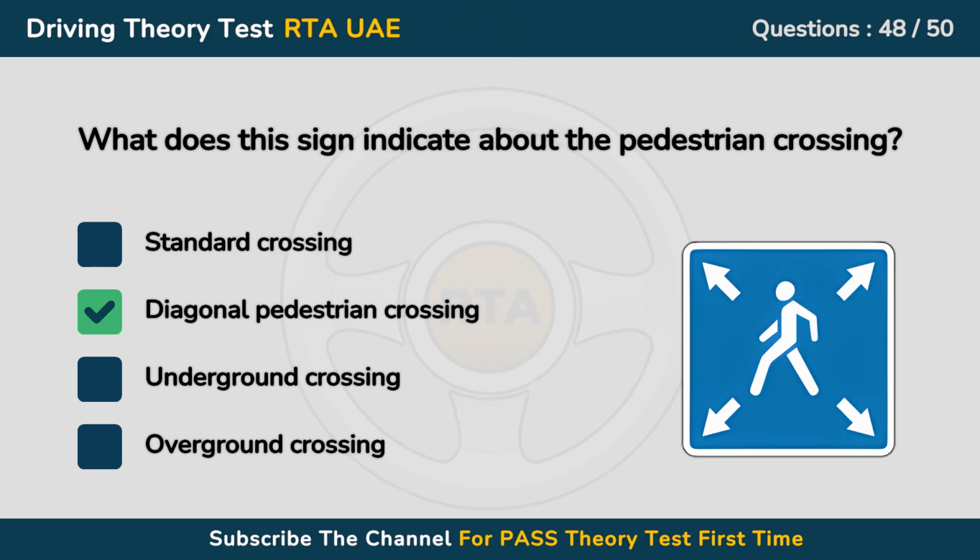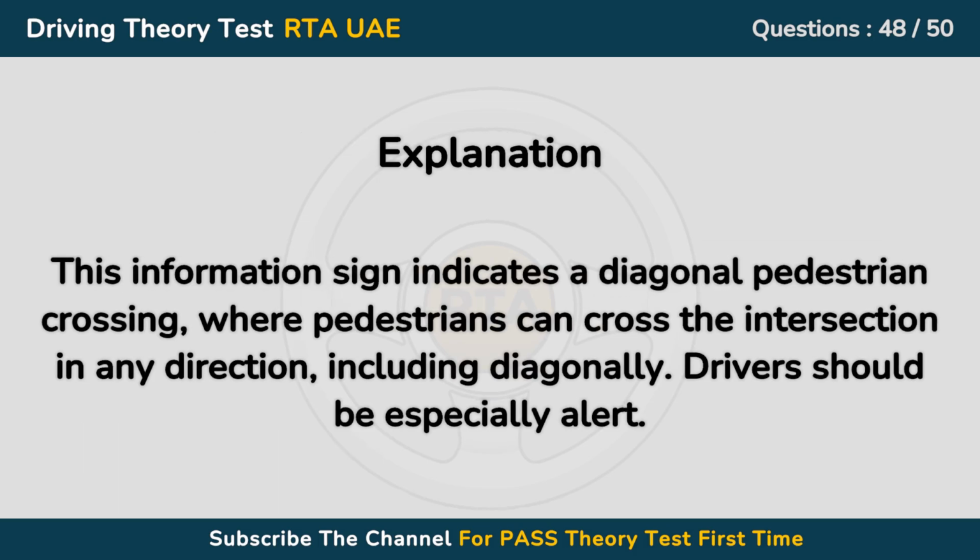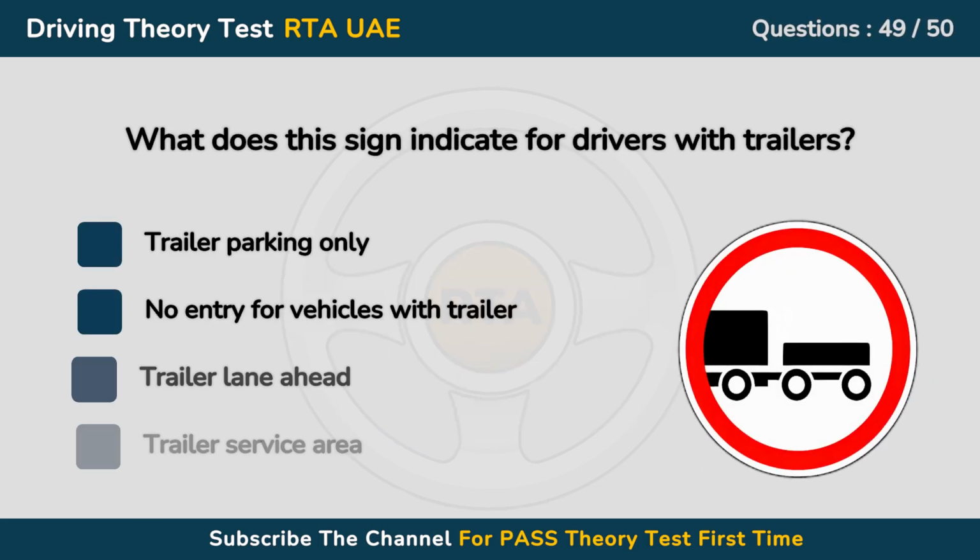Answers is B. Diagonal pedestrian crossing. This information sign indicates a diagonal pedestrian crossing, where pedestrians can cross the intersection in any direction, including diagonally. Drivers should be especially alert. Question 49. What does this sign indicate for drivers with trailers?